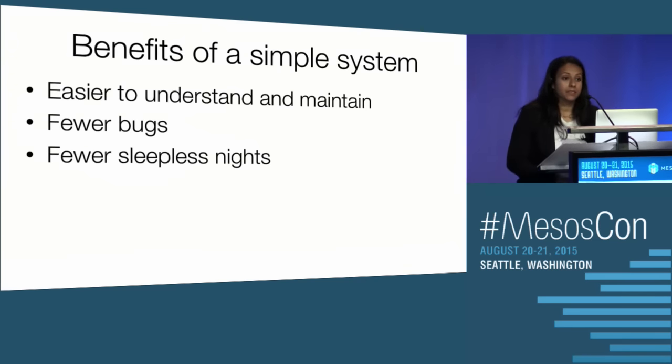So the benefit of a simple system, in contrast, is that it's much, much easier to understand and maintain. We feel a lot more confident when we have the characteristics of a system in our heads and we're able to predict how it's going to act according to the changes we're making. And that means that there'll be fewer bugs and fewer sleepless nights. So it seems like simplicity overall is an amazing thing to strive for. We should absolutely build simple systems.